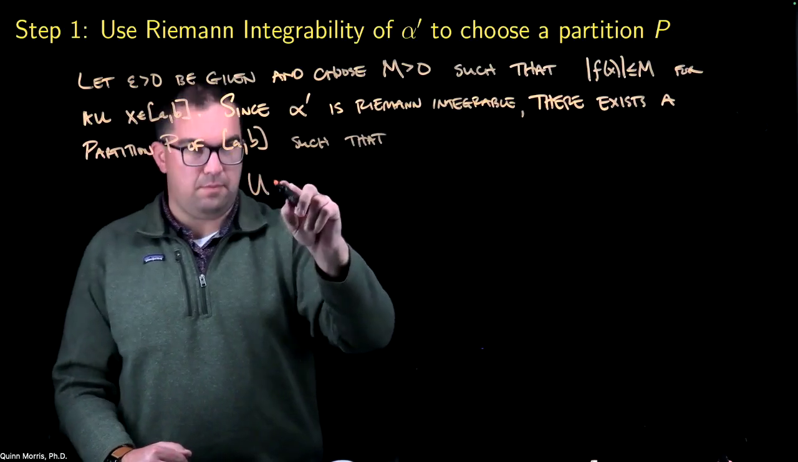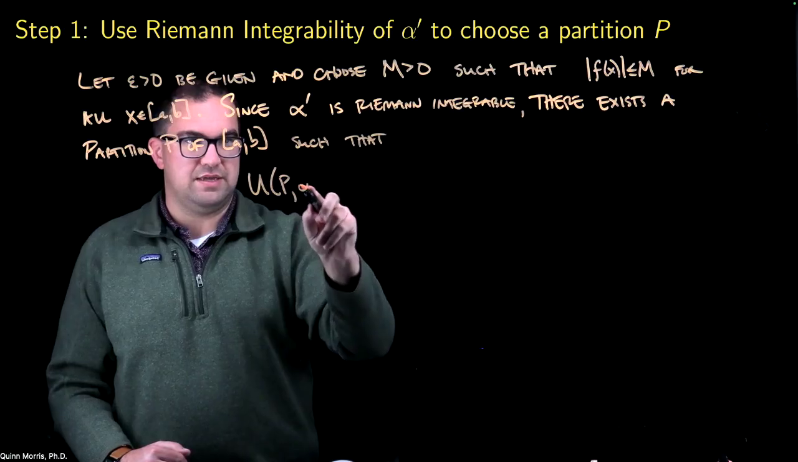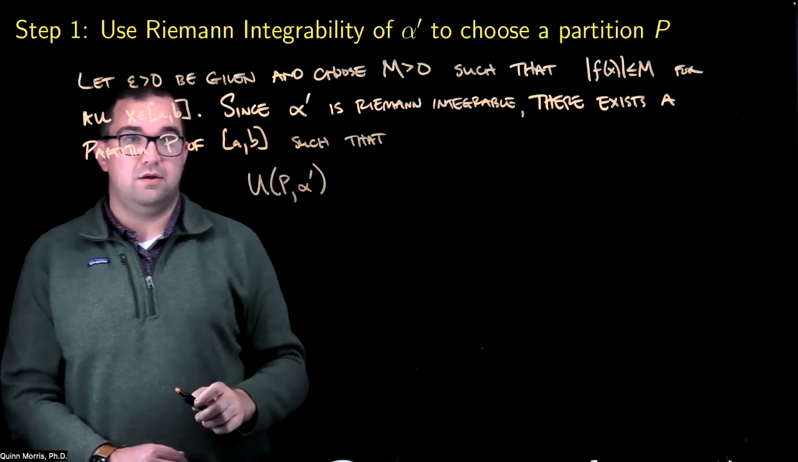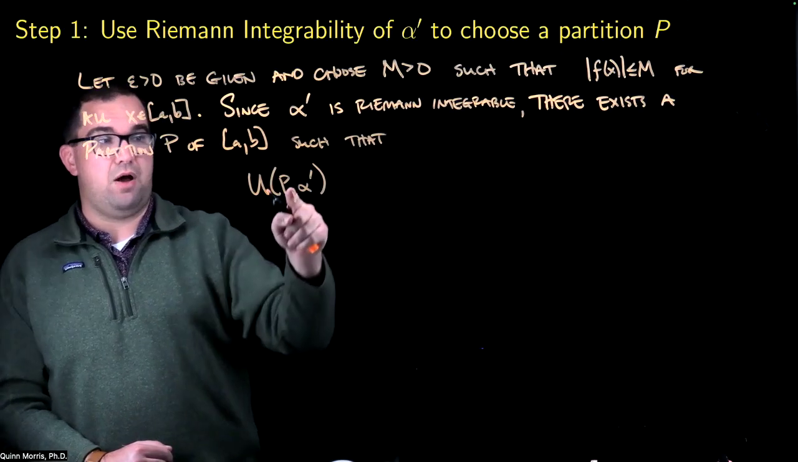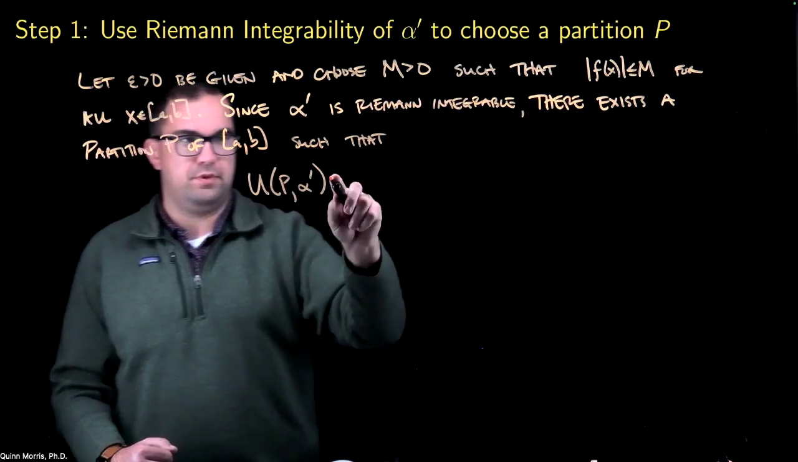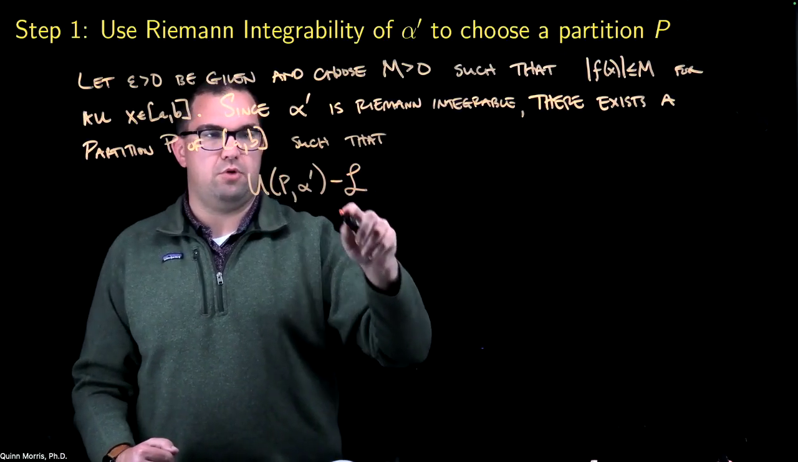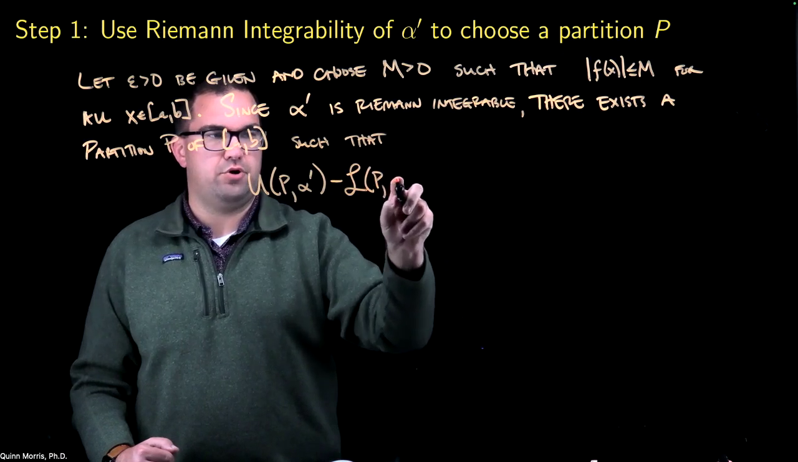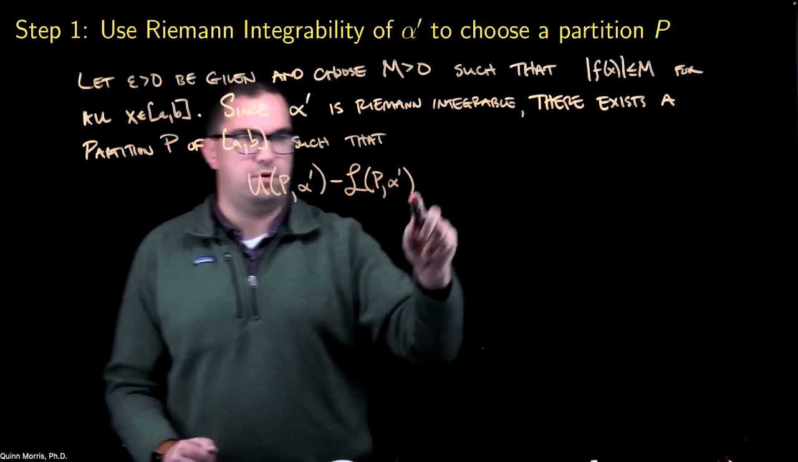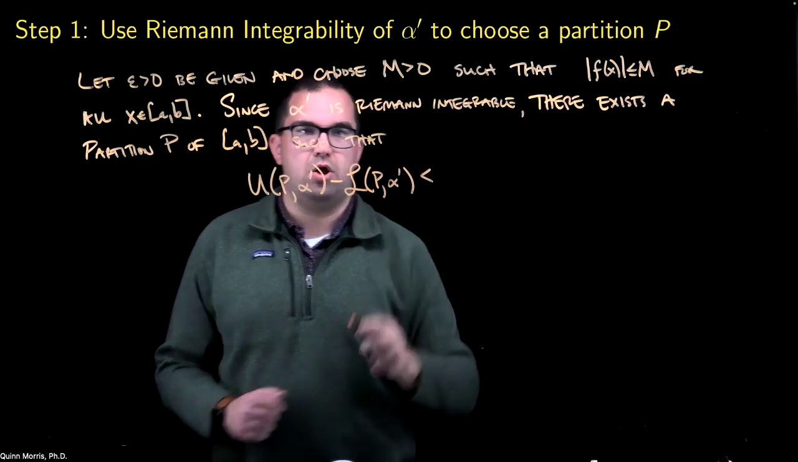So such that the upper, now again, this is an upper Darboux sum, right? Because I'm doing here, this is the Riemann integral of alpha prime. So the upper Darboux sum minus the lower Darboux sum of alpha prime over that same partition can be made as small as I would like.